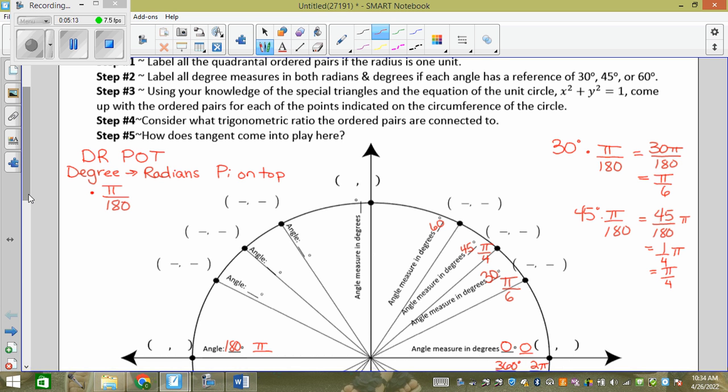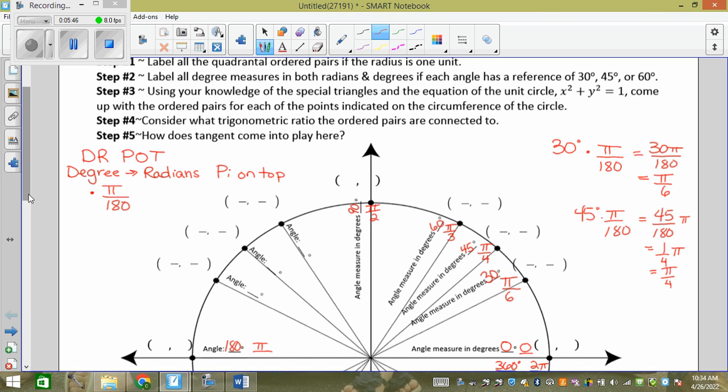What do we get? 1/3. So what's it actually? Pi over 3. This one is 90. So you do 90 divided by 180. What do we get? Reduce it. 1/2. So what's it going to be? Pi over 2.